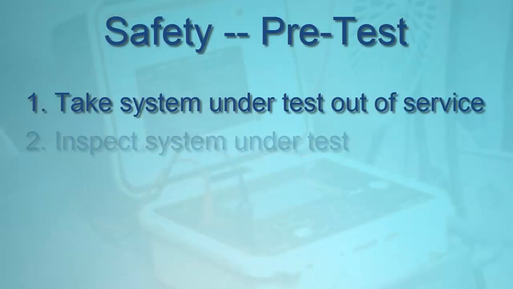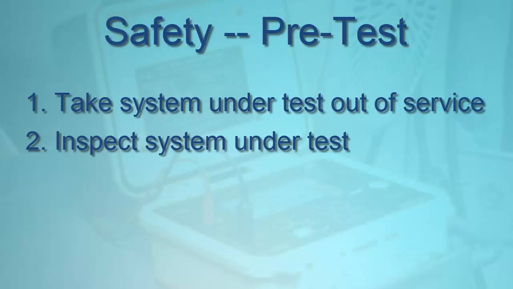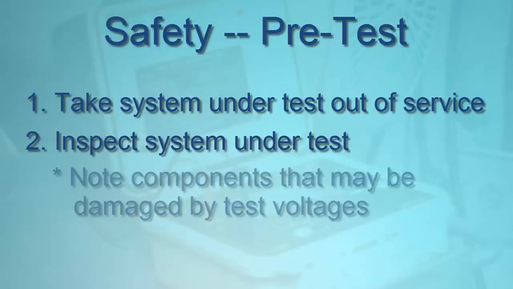Next, perform a thorough inspection of the system under test. In general, the more equipment included in a test, the lower the resistance rating. Therefore, it's critical to inspect the system and understand exactly what you're including in the test. Make note of any equipment that might be damaged by high test voltages, and either adjust the test voltage accordingly or exclude these components from the test.